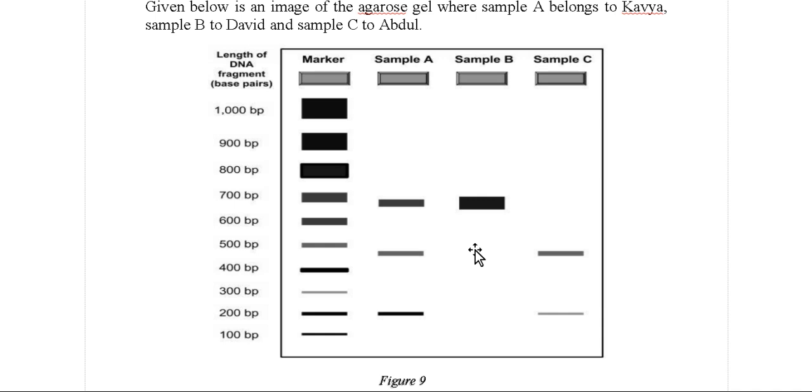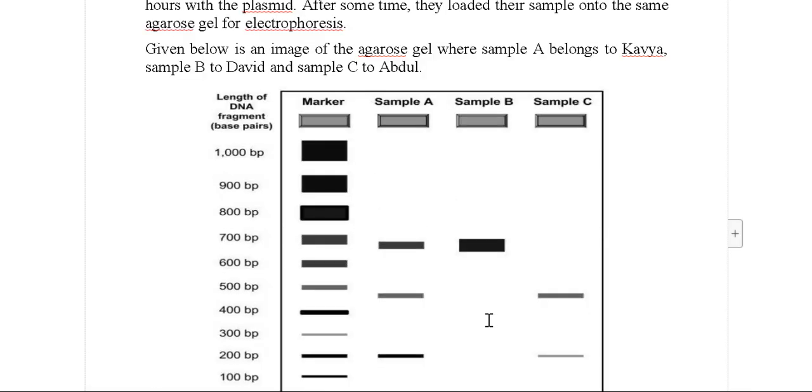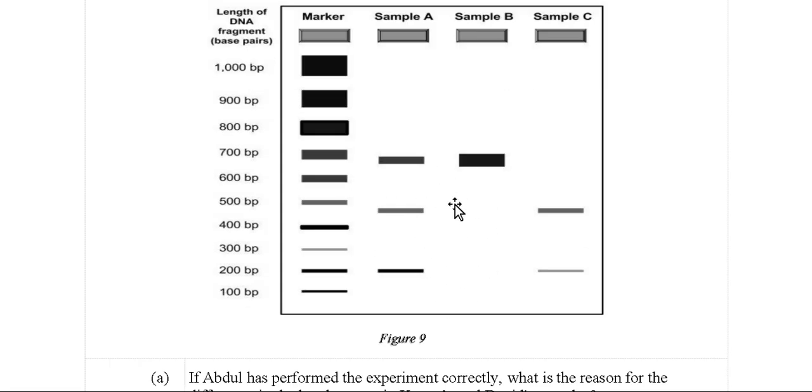So according to me, it mainly happens due to two reasons. I have not written the answer, but I am just discussing here that Kavya and David have not used the same kind of restriction enzymes. This is my first point. The second is that if they use the restriction enzyme, it is not given in an equal amount. So this kind of variation mainly appeared because they have not used the same kind of restriction enzyme.